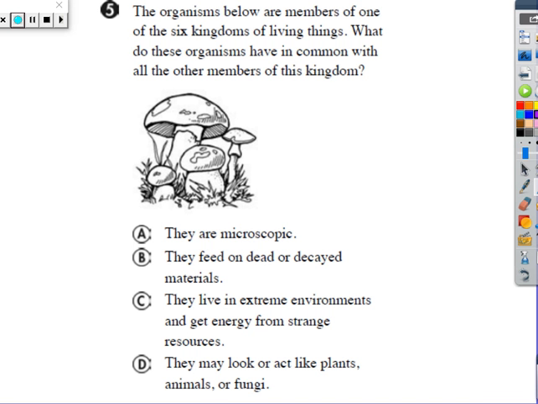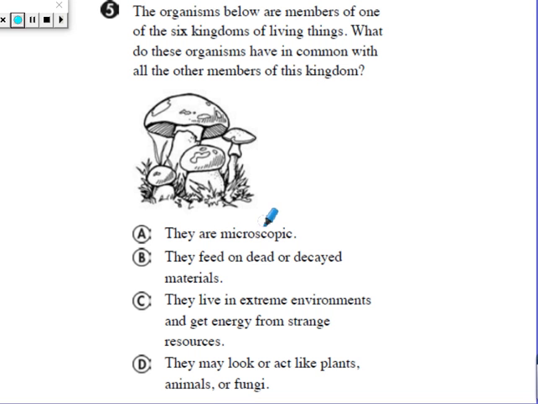These organisms below are members of one of the 6 kingdoms of living things. What do these organisms have in common with all the other members of the kingdom? So we're talking about these. They are microscopic. They feed on dead and decaying materials. They live in extreme environments and get energy from strange sources. They may look or act like a plant, animal, or a fungus.